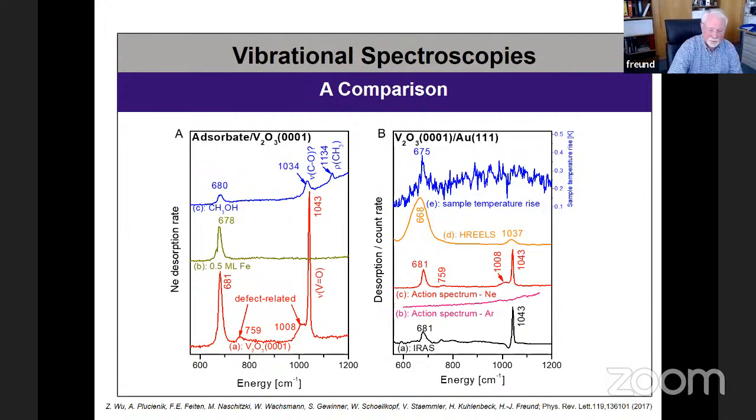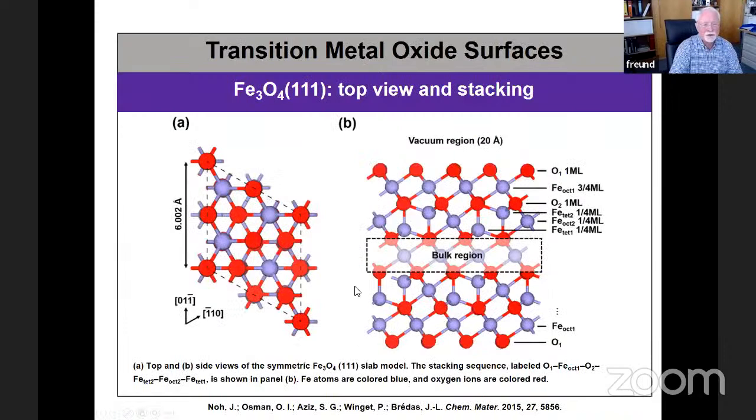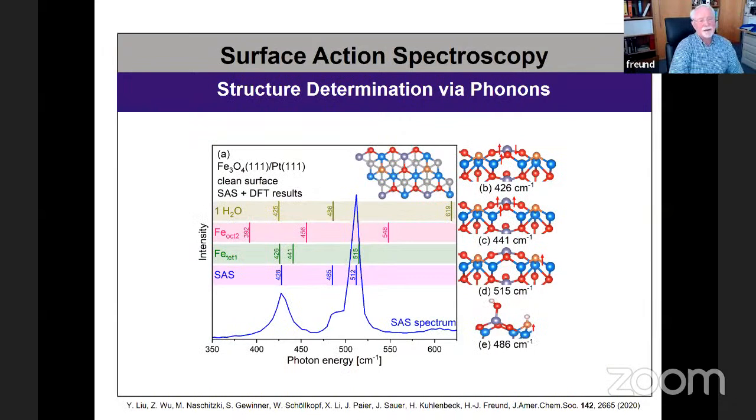Just before I stop, just one thing where you can directly see something that was a long debate in the literature, and that is for magnetite Fe3O4(111), which is what is the surface termination? And because of the complex structure, the stacking of these various layers, there was a long debate, which is the right surface stacking of these things. And if we build a magnetite thin film and look at the structure, then we get the surface action spectrum, which is this one.